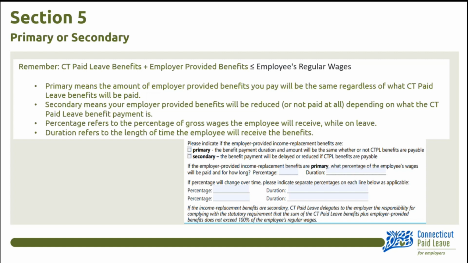If you check the box that your benefits are primary, you need to tell us what percentage of your employees' gross wages you will be paying. We also need to know the duration of time that you will be paying this benefit. If your employee will be out on leave for 12 weeks and you will be paying your primary benefit for that entire time, indicate 12 weeks or put the actual calendar days on the duration line. If, on the other hand, you will pay your primary benefit for only 4 weeks, indicate that instead. If the amount of the benefit payment that you pay will change over time, there is room for you to indicate that.